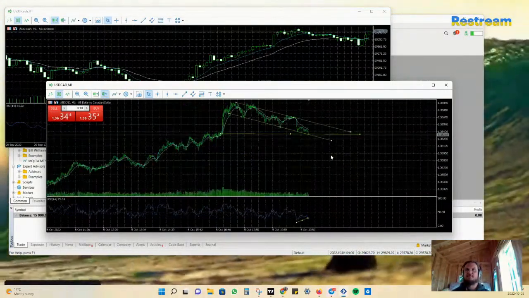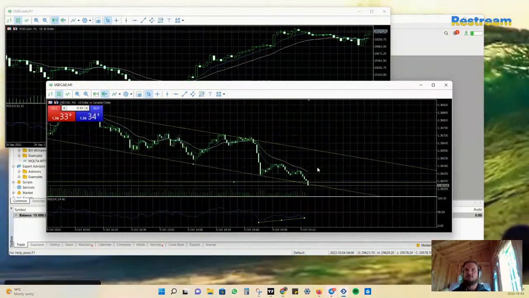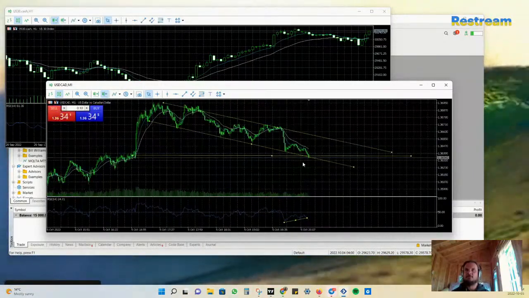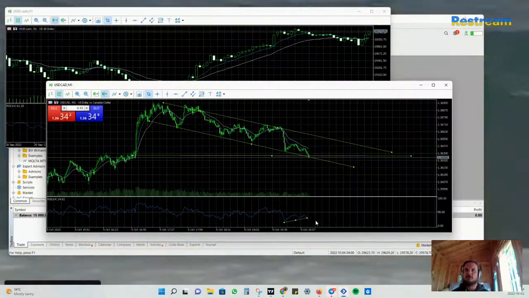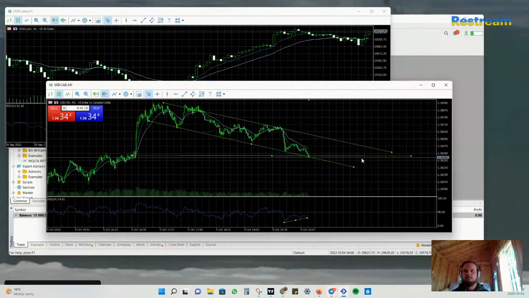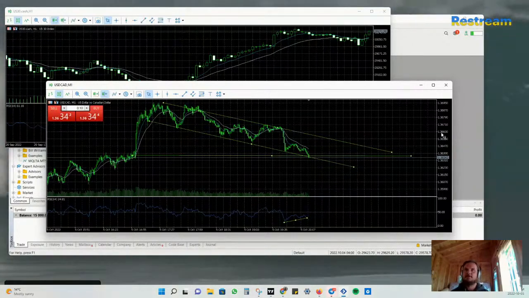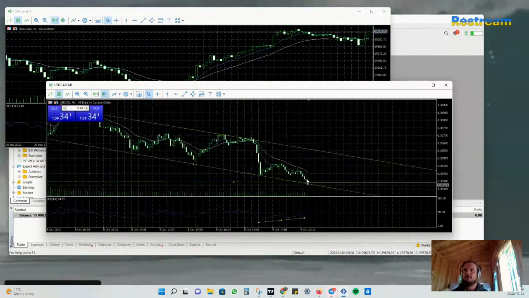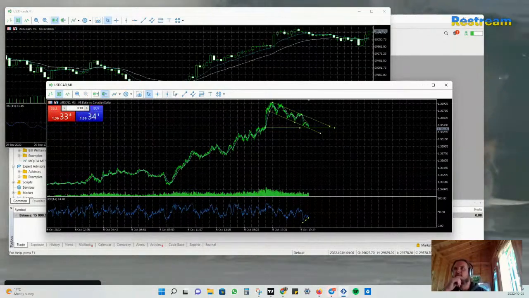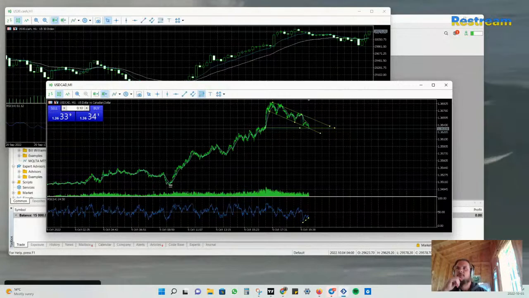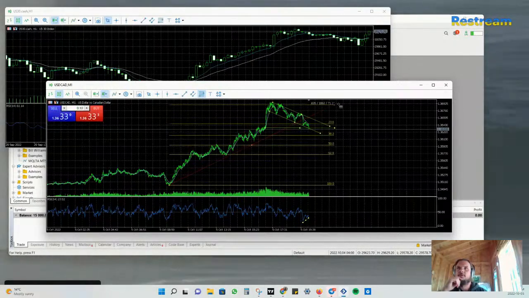Anyways, I'm in my demo account. So here we go. This is interesting. We're breaking this, either testing or breaking. You pull back here. Could pull a fib right from the bottom here and see what's going on.